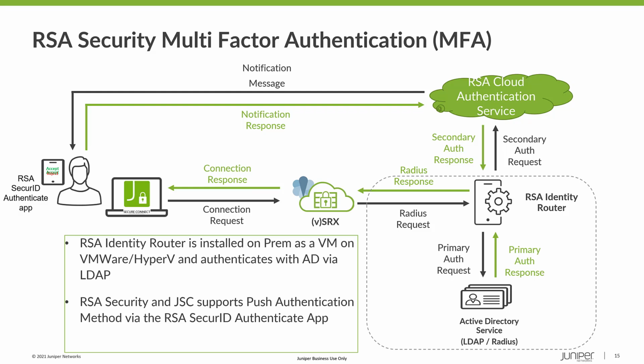If we accept this, then we send a notification response back to the RSA Cloud Authentication Service, which then replies back to the RSA Identity Router and sends a Radius response back to the SRX, allowing that connection to occur. Now let's have a look at that.